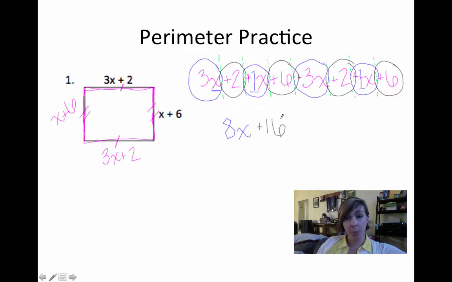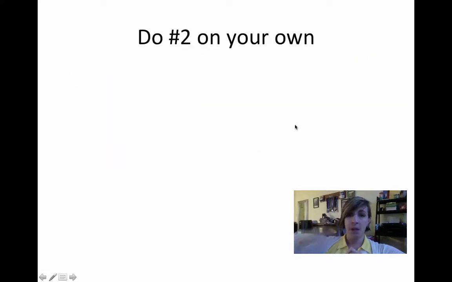So my final perimeter for this shape is 8x plus 16. Okay, and that's my answer. Unless they give me what variable x is, unless they tell me what x stands for, that's the answer. That's as far as I can get. I can't combine an 8x and a 16 because there's no variable on the end of this 16. All right, you guys try number 2 on your own.